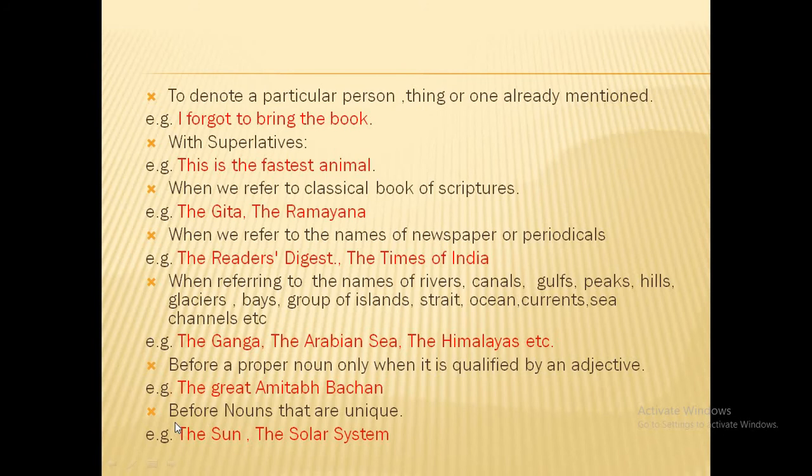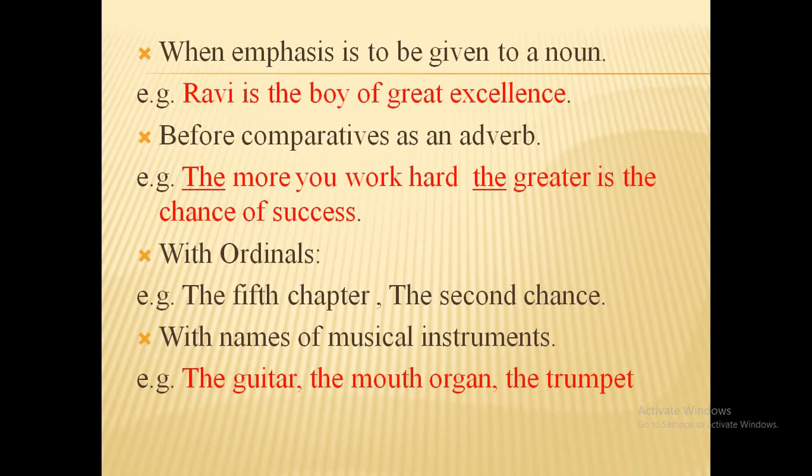Now the next use: before nouns that are unique, one of their kind, as in the meteor, the solar system, the universe, the sun, the stars. So these are some of the places where we should use the definite article the. Now, when emphasis is to be given to a noun, as in Ravi is the boy of great excellence.